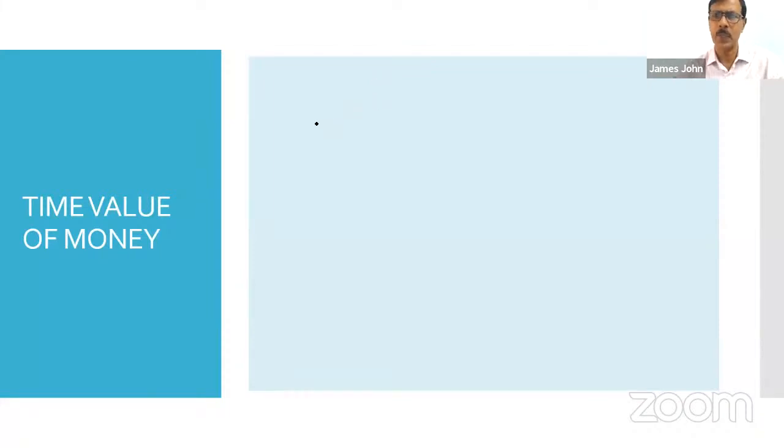Suppose a customer comes and he says, I want to open a recurring deposit for a period of 5 years by depositing 1,000 rupees every month. And suppose you give a 6% interest. This is an example of an annuity. So the customer opens a recurring deposit today. He deposits 1,000 rupees as the first installment.